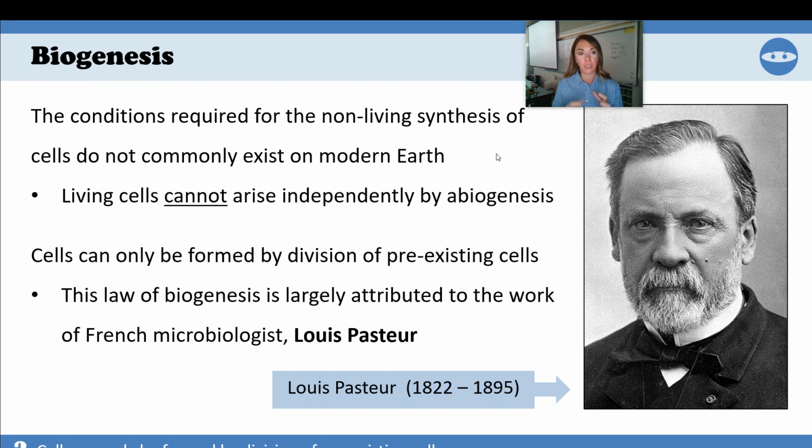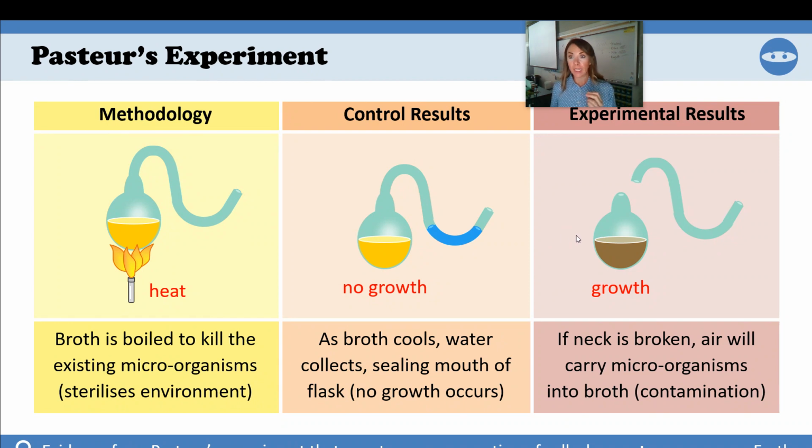So he said living cells cannot just arise independently by, it's called abiogenesis, right? So he was trying to prove that cells can only come from pre-existing cells, and the law of biogenesis is largely attributed to his work, right? So here's how biogenesis works. Okay, so Louis Pasteur, there he is. All right, what he did.